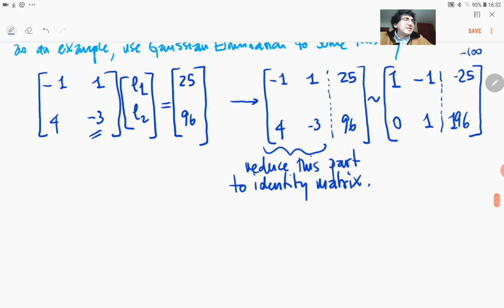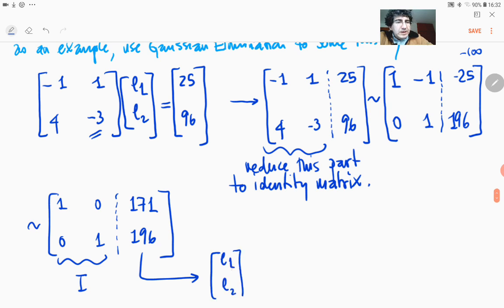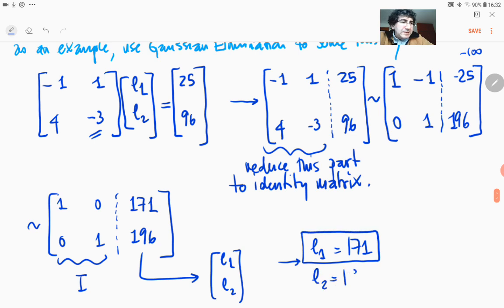All I need to do is add the second row to the first row, so that I will have 1 and 0, 0 and 1 here. When I add the second row to the first row, we need 196 minus 25, I have 171, and 196 in here. Okay, so this has become the identity matrix, and this becomes equal to L1 and L2. So L1 is equal to 171 and L2 is equal to 196.